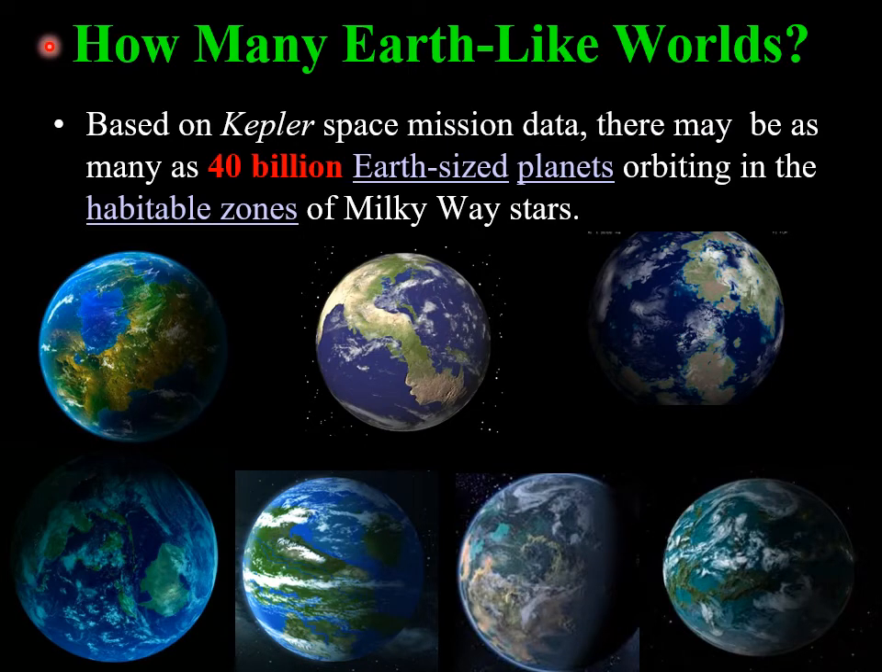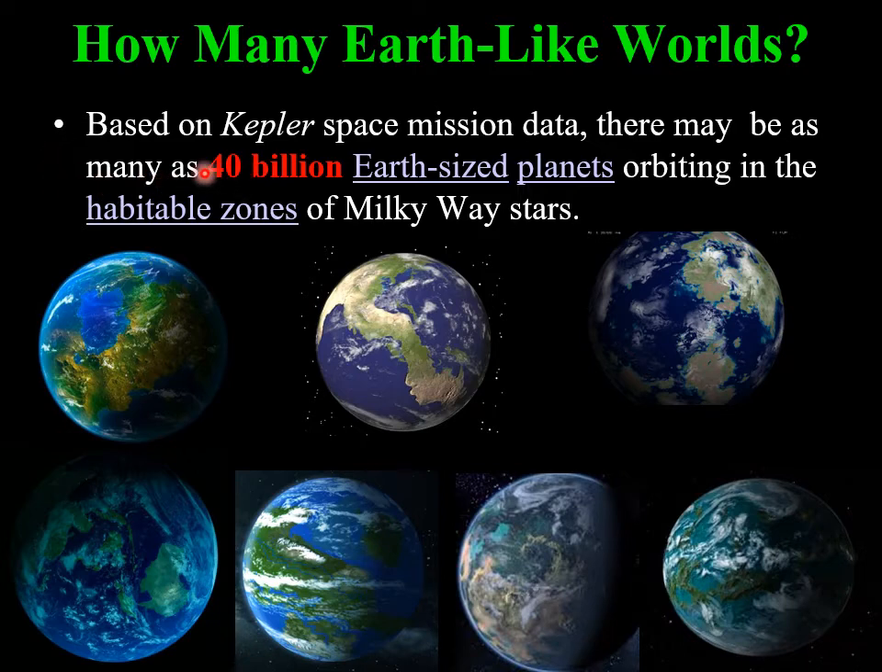One thing it's fun to speculate is how many Earth-like worlds could there be. As I mentioned, we'll look at this in a little more detail later in the course in the chapter on astrobiology. But just as a teaser for that, based on the Kepler space mission data, which is, remember, a sample and allows us to make an estimate, there is an estimated 40 billion Earth-sized planets orbiting in the habitable zones of just Milky Way stars within our own galaxy.